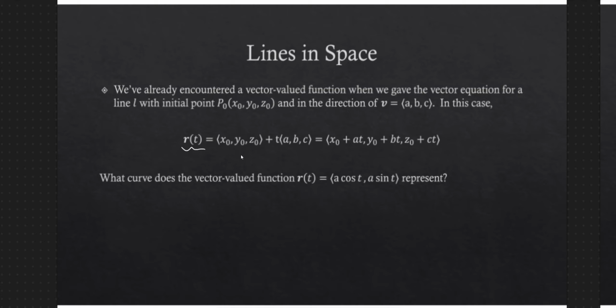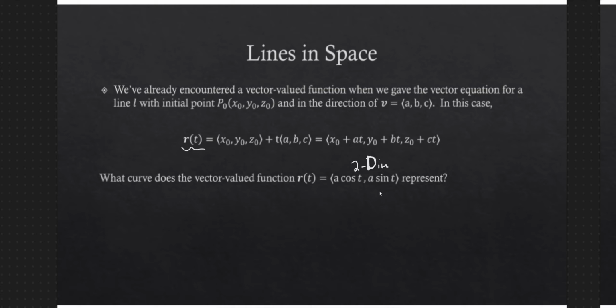And then one question I'll ask here, and I'll put the answer in the next video, is: what curve does the vector-valued function r of t equal to a cosine t, a sine t represent? So notice this is two-dimensional. That's okay. We can do two-dimensional curves as well.